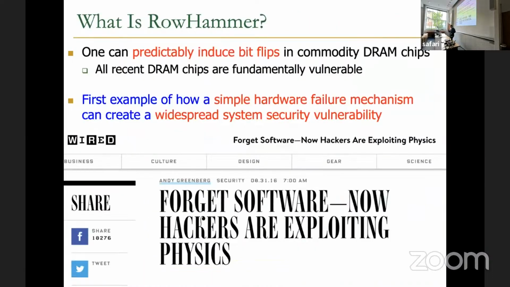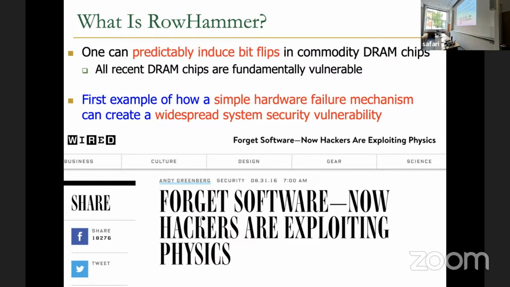So we're going to talk about RowHammer. So RowHammer is the fact that you can predictably induce bit flips in computing infrastructure, in commodity DRAM chips. And essentially, all recent DRAM chips are fundamentally vulnerable. And this is one of the things that makes the security problem: as far as I know, it's the first example of how a simple hardware failure mechanism can create a widespread system security vulnerability. People have looked for this reliability-security connection, but it was more or less theoretical for a long time. And RowHammer changed that. It made it more practical, essentially.